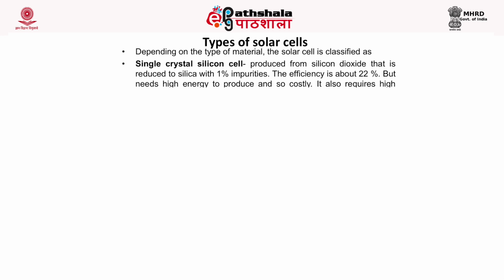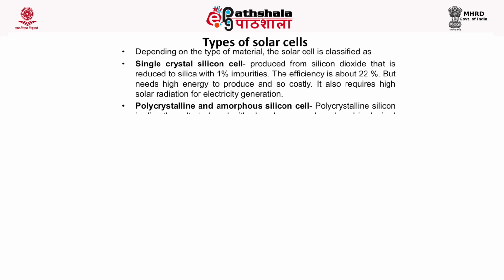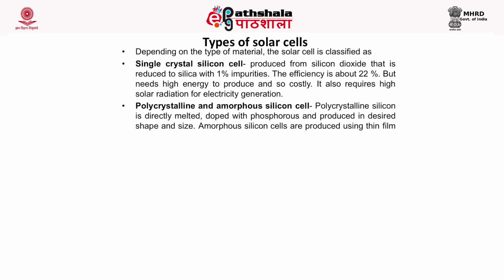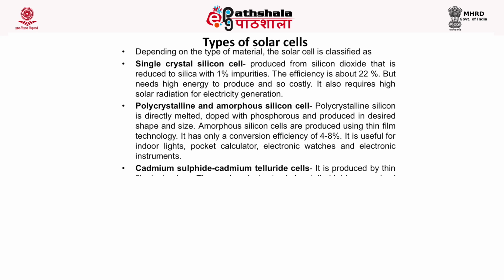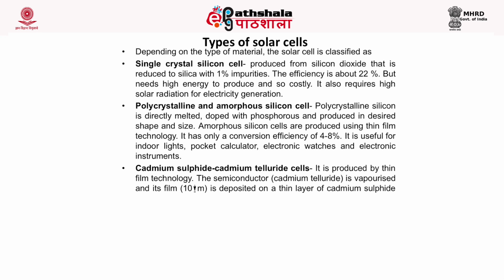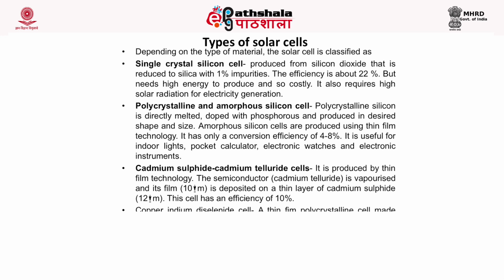What are the different types of solar cells? Depending on the type of material, the solar cell is classified as single crystal silicon cell, polycrystalline and amorphous silicon cell. Single crystal silicon cell is produced from silicon dioxide that is reduced to silica with 1% impurity. The efficiency is about 22%, but it needs high energy to produce and it is so costly. It also requires high solar radiation for electricity generation.